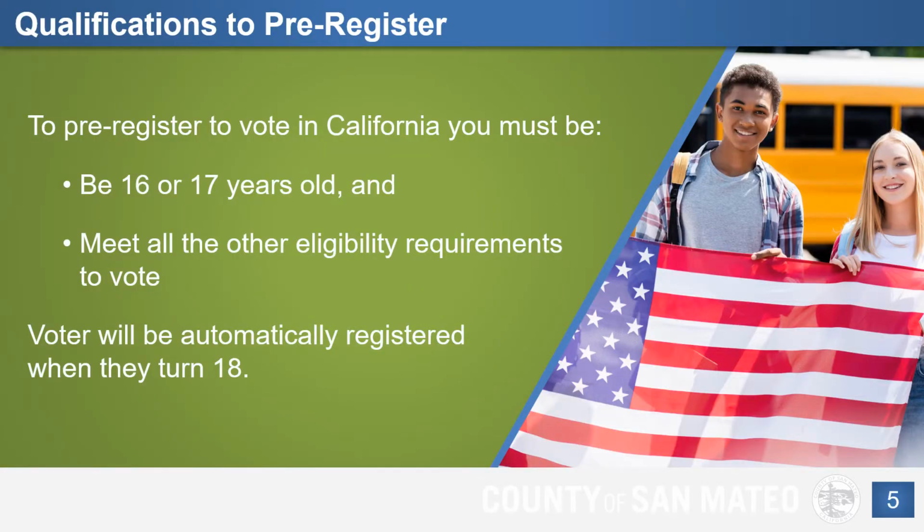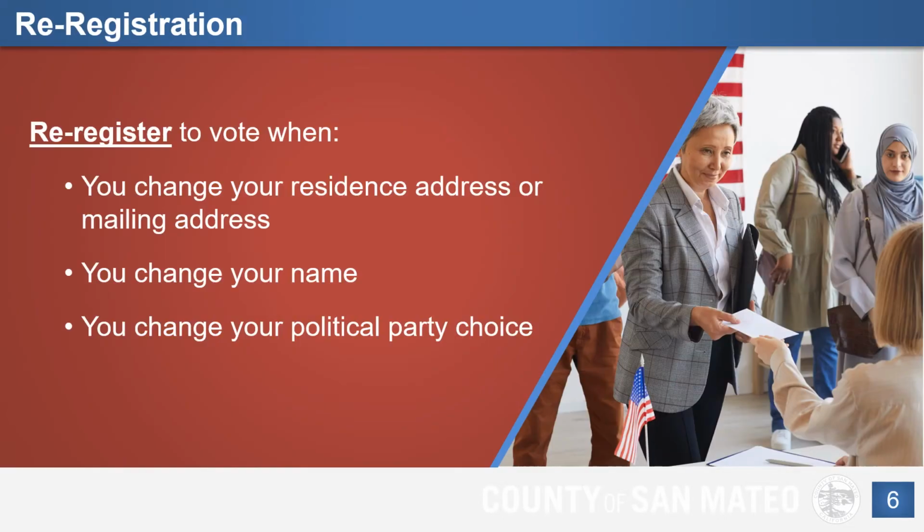Pre-registration requirements: be 16 or 17 years old, and meet all the other eligibility requirements to vote. The voter will be automatically registered when they turn 18. Voters should complete a new voter registration form when they move, change their name, or change their political party preference.